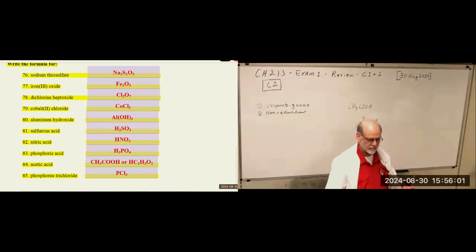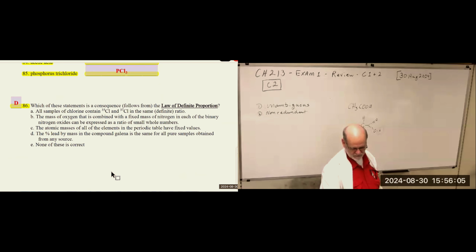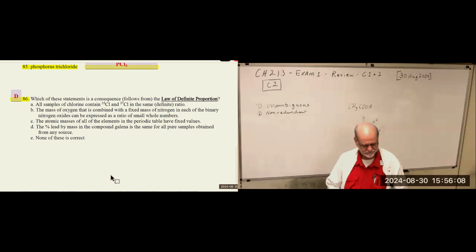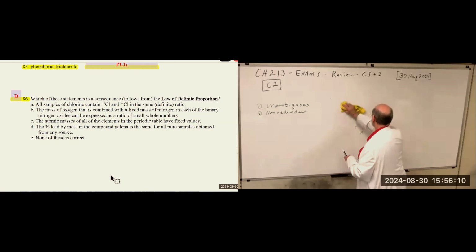Phosphorus trichloride, 1 phosphorus, 3 chlorines, PCl3. Oh, more? Okay. 86.